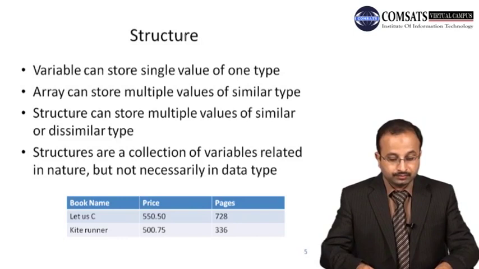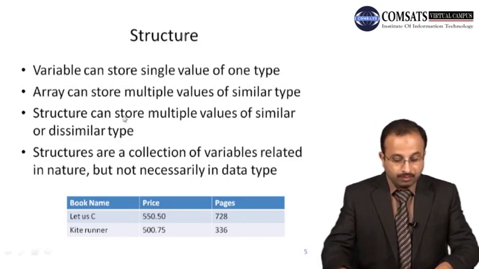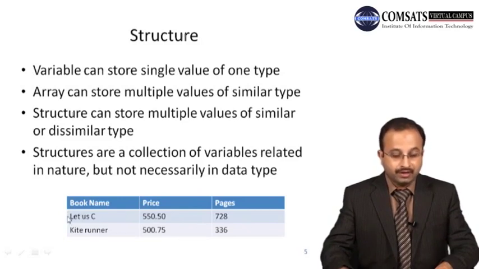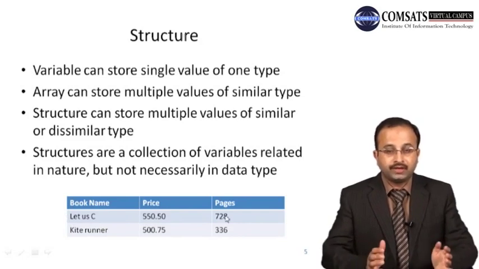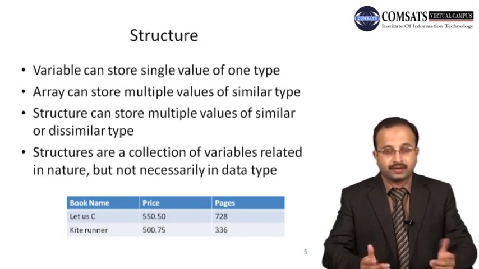इसको आप array में represent नहीं कर सकते. You cannot represent these three different types in an array, a simple array, right? You have to use structure for this. A structure consists of a name of a book, price of a book, and pages of a book. So a structure is a group of dissimilar or similar type of data, right?